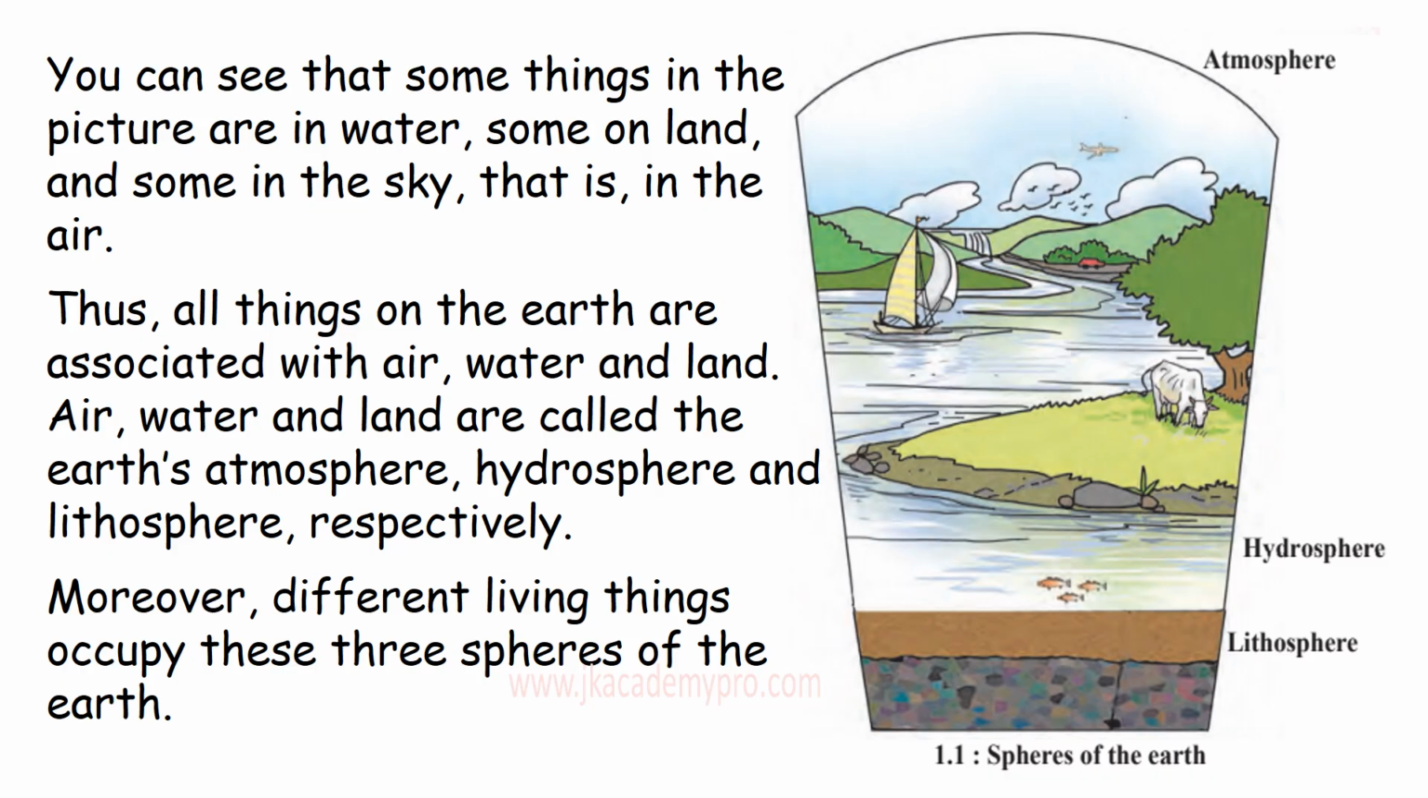You can see that some things in the picture are in water, some on land, and some in the sky, that is, in the air. Thus, all things on the earth are associated with air, water, and land. Air, water, and land are called the earth's atmosphere, hydrosphere, and lithosphere, respectively. Moreover, different living things occupy these three spheres of the earth.